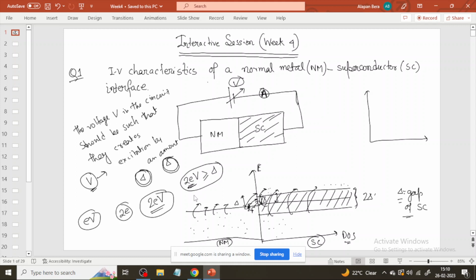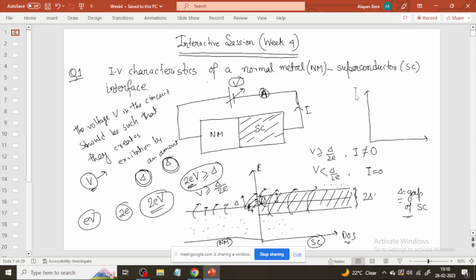From here we get a condition that V should be greater than or equal to delta by 2e. So our final condition is: when V is greater than delta by 2e, current exists, and current is not equal to 0. But when V is less than delta by 2e, the current in the circuit is equal to 0.